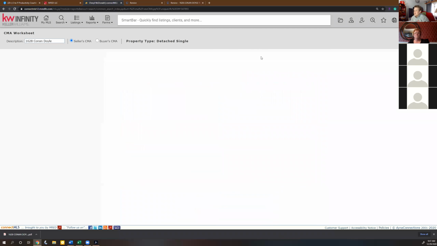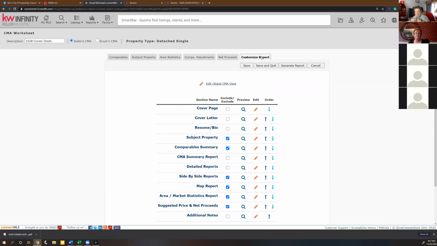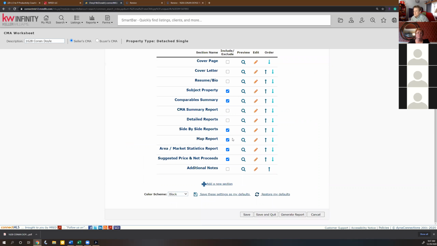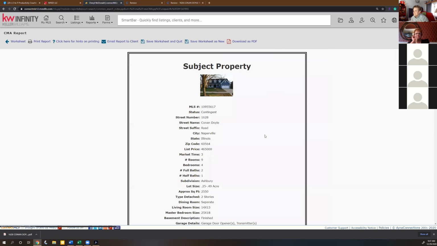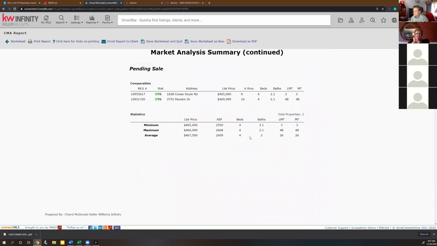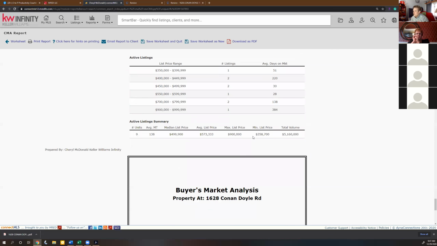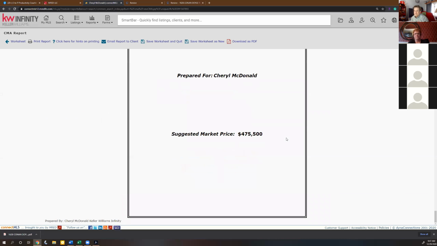Now, when I customize my report, since again, this is just for me, all I need is the subject property, the comparables, the side-by-sides, the map, my statistics report, and the suggested price and proceeds. Because that's all I want, because this is just for me. So I'm going to go ahead and generate this report. And the first thing I'm going to do is scroll all the way down and see what they say. 475.